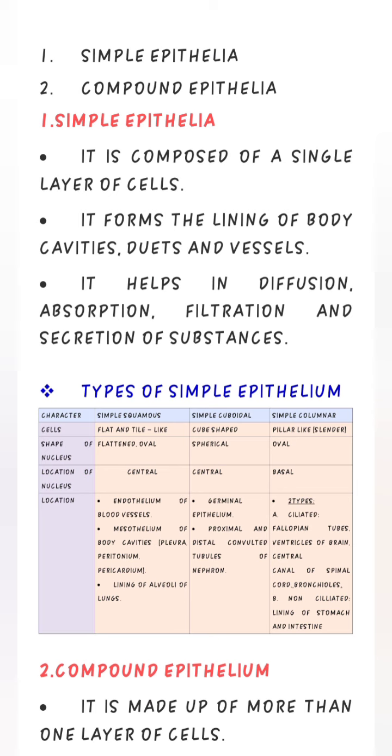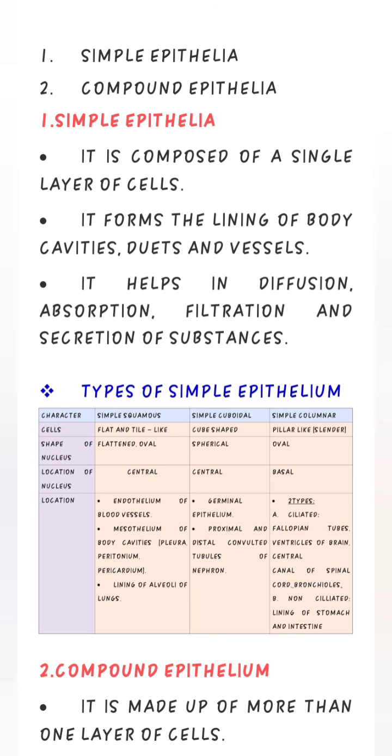Now coming to the types of epithelial tissues, there are two types, namely simple epithelia and compound epithelia. Simple epithelia is composed of a single layer of cells. It forms the lining of body cavities, ducts and vessels. It helps in diffusion, absorption, filtration and secretion of substances.